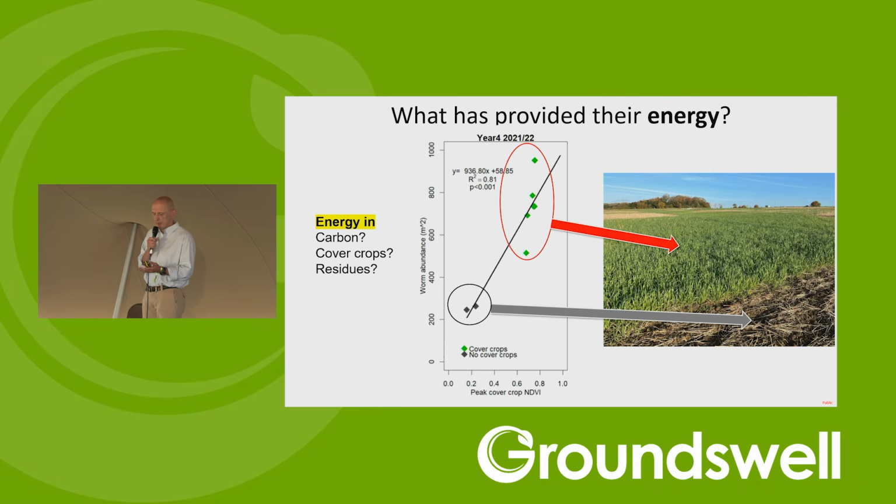And what's their energy? This is a comparison between an NDVI of a cover crop, biomass, and earthworm numbers, and you can see energy is driven by carbon, cover crops, residue. And we terminate our crops early. A lot of people say, why do you do that? Why don't you have a living root right up to the spring? We find that better because we don't get any negative effect from cover crops in the following cash crop.